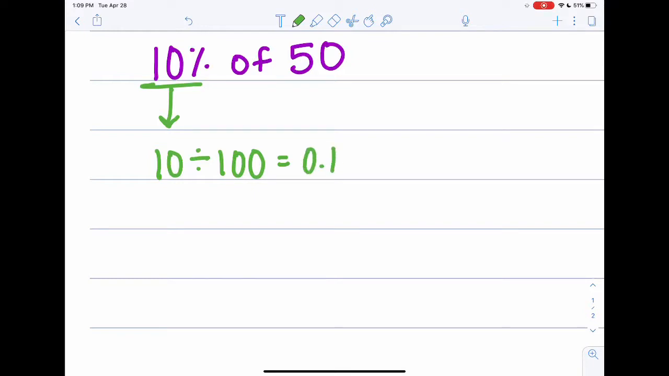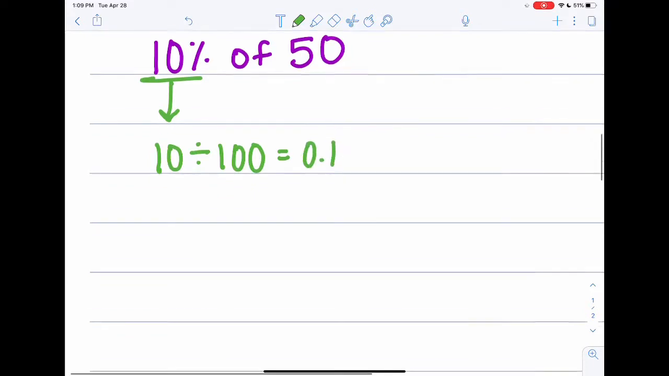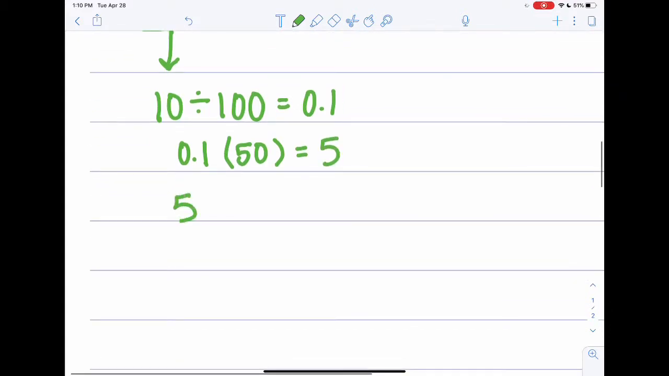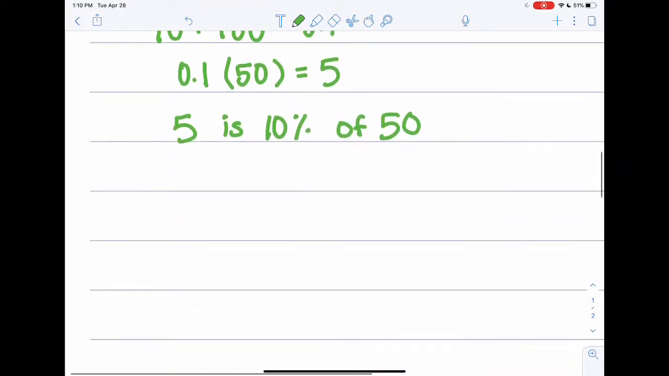And if I do that on a calculator, I get 0.1. Now I need to multiply this new number, 0.1, with 50. I use my calculator again, and I find out that this is equal to 5. So 5 is 10% of 50. So if I were to use my coupon, I would get $5 off my $50 purchase. So in the end, I would be spending $45, not including tax.